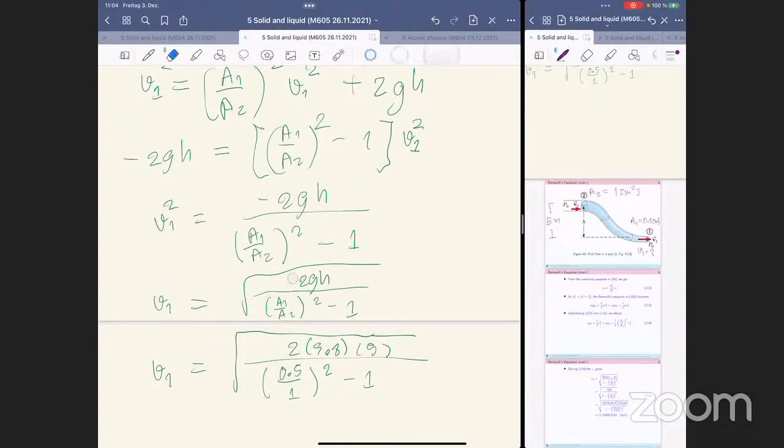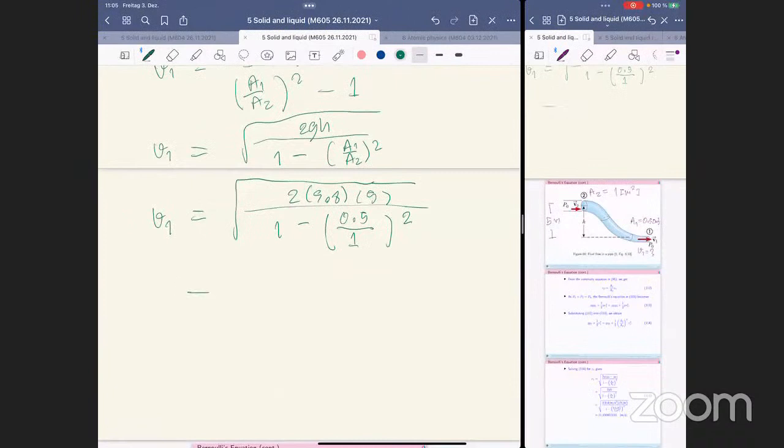It's better to not have negative in that, so we write it in a different way, in a reverse way: 1 minus A1 by A2 square, right? So 1 minus A1, which is 0.5 square meter, divided by 1, which is the cross-sectional area of the second location, squared, right? And you put it into the calculator.